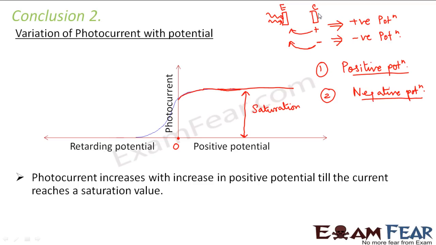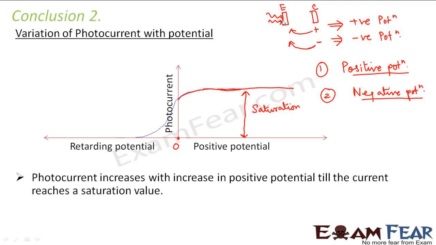This is because now the collector is negative. If it is negative, the electrons which are coming out from the emitter will get repelled by the collector. So many of the electrons will get repelled and go back to the emitter, but there will be some electrons who will still be able to reach the collector. Who will be those electrons? The ones who have more energy.